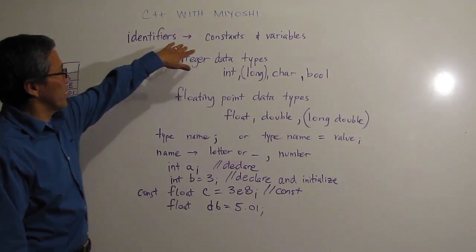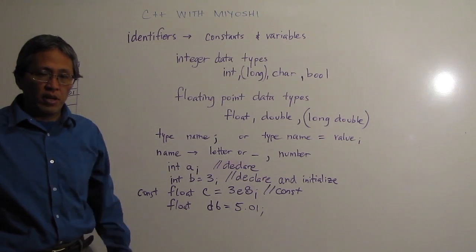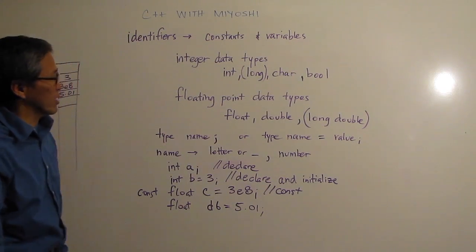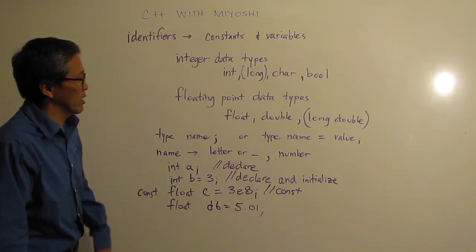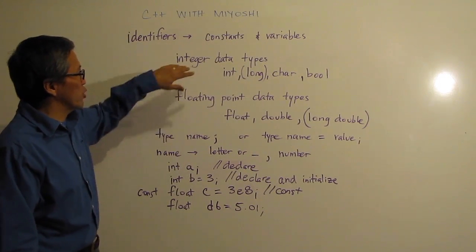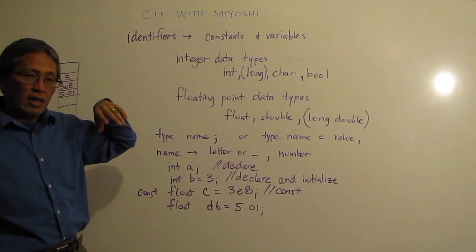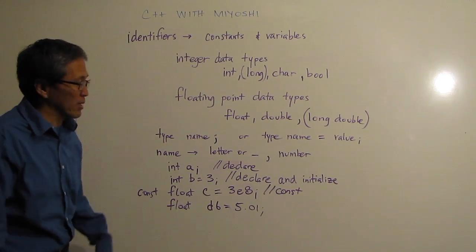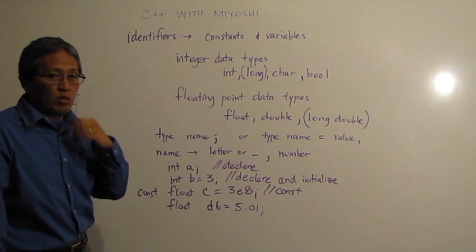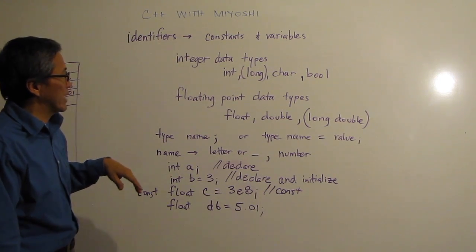Anyway. So, the different types of variables you can have, or different types of constants you can have, and that's one of those vocabulary words I talked about earlier: data types. There are many different data types, but there are integer data types and floating point data types. There are other data types too, but these are the ones we're going to work with in the beginning.